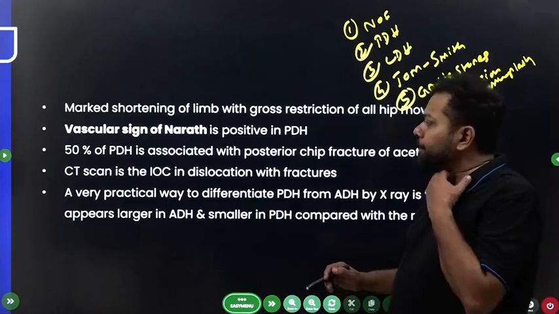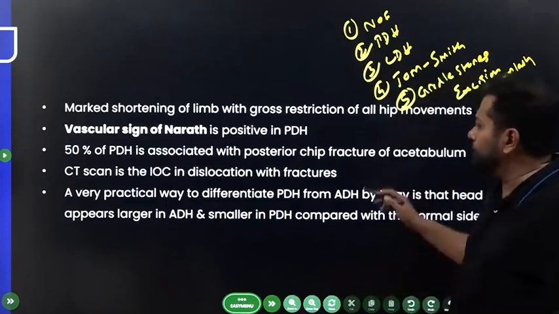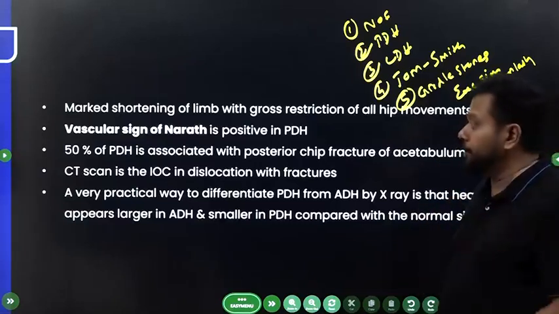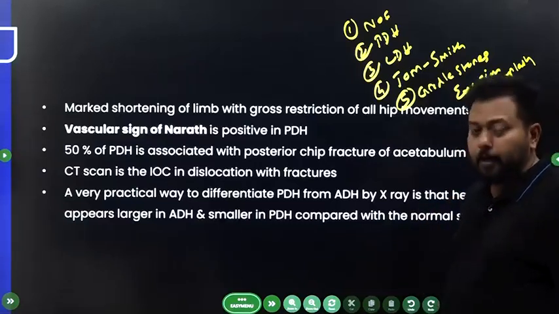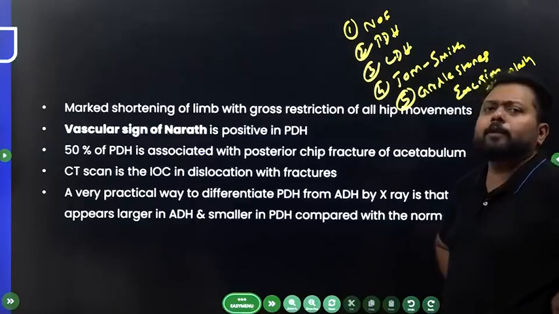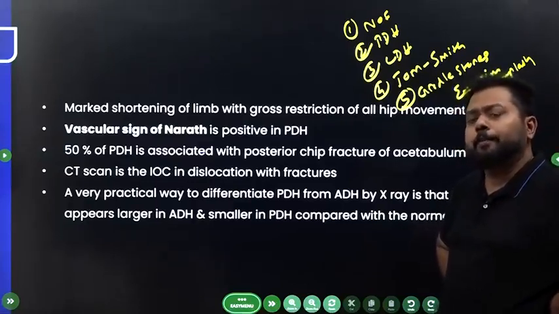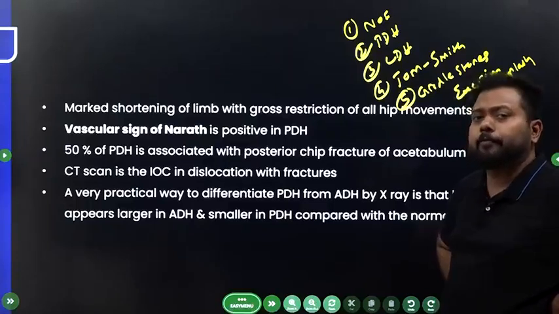Fifty percent of posterior dislocations of the hip are associated with a posterior chip fracture of the acetabulum. CT scan is the investigation of choice in dislocation with fractures. X-ray is a very good investigation, but CT is better than X-ray. Why am I telling this? Most hip dislocations are associated with acetabular fracture.